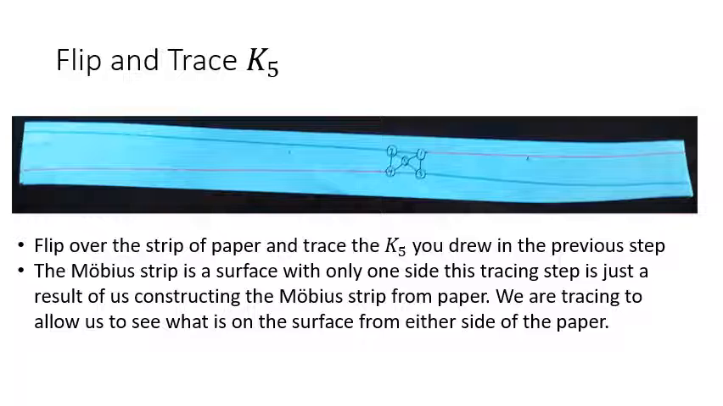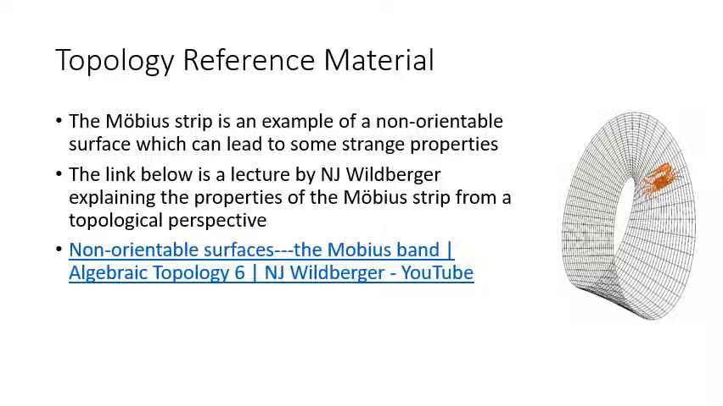We are only tracing this to allow us to see what is on the surface from either side of the paper. The Mobius strip is different than a sphere in the sense that the sphere, you're always looking down on the outside of the sphere and you're never looking at the surface of the sphere from the inside. Since the Mobius strip is twisted, you can see the surface from both the outside and the inside. The Mobius strip has lots of interesting properties, and I would suggest looking at reference material from a topology course if you would like to learn more.